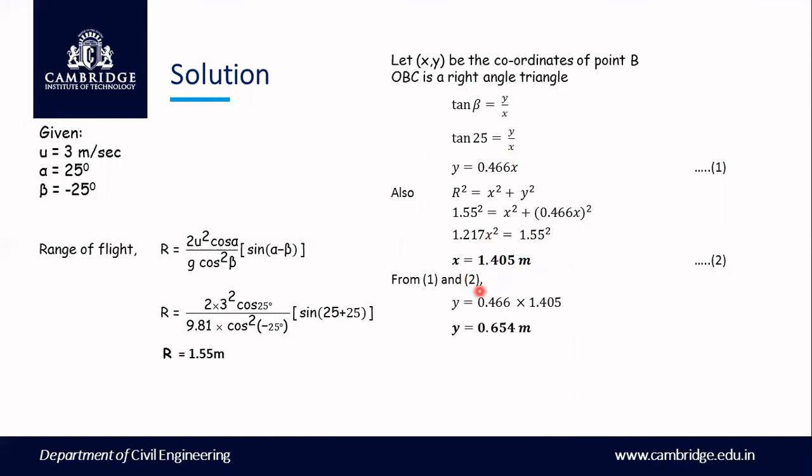So these would be the coordinates x comma y. But you should take care of the directions. Here we didn't consider the direction, but we know from the figure what would be the direction of x and y. So we can conclude, therefore, the coordinates of the base, that is B, is 1.405 meter and 0.654 meter. Please take this as minus, since we are concentrating on coordinates, it will be on the negative side. Okay, it's not mentioned here, but take it as minus.